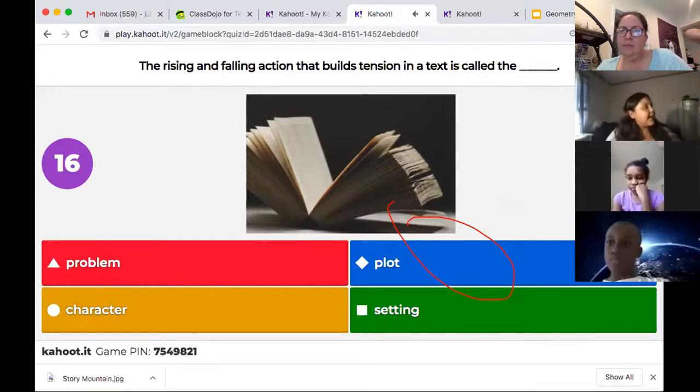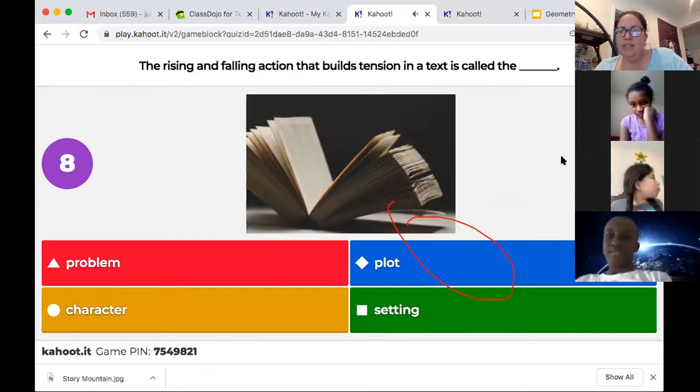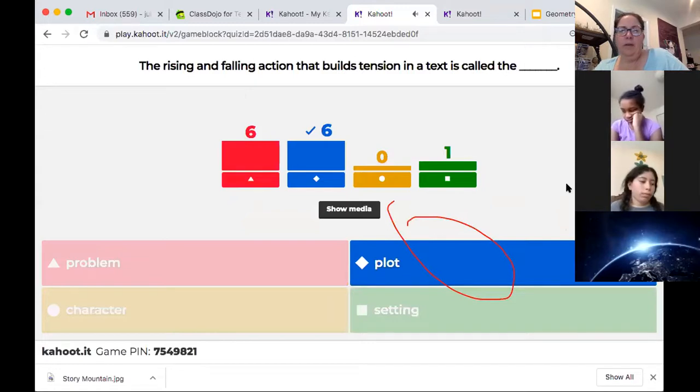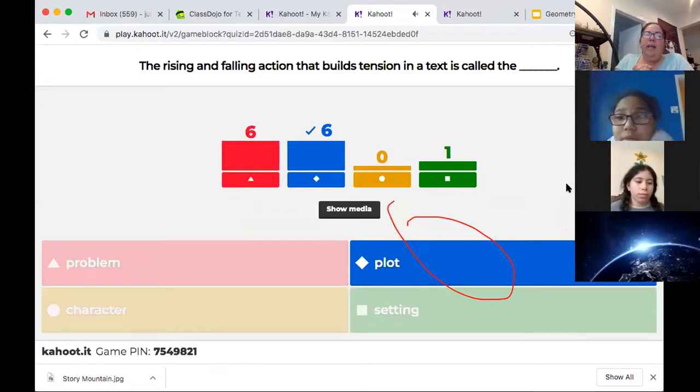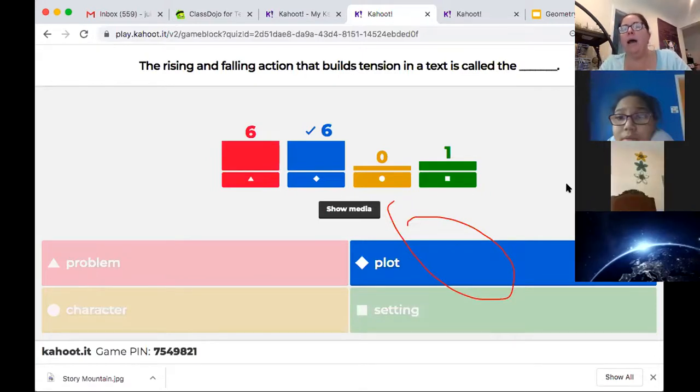How do I go back? You have to click on Kahoot. Ooh, Da Vinci, you changed your background screen. Nice. All right, so plot is where you see the rising and falling action. That story mountain that we used to talk about, that's the plot, how it moves throughout the story.